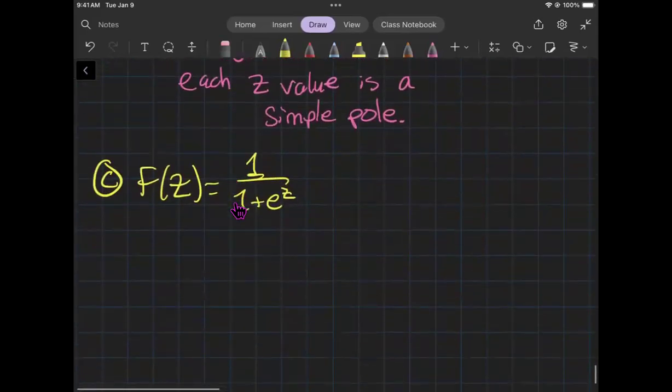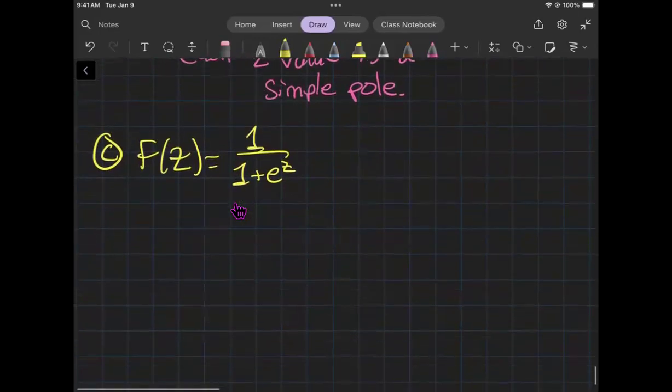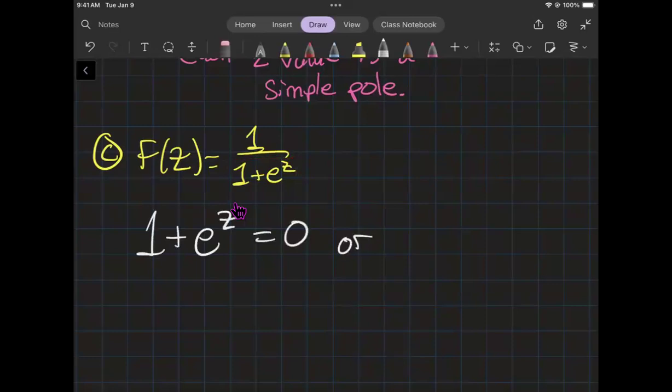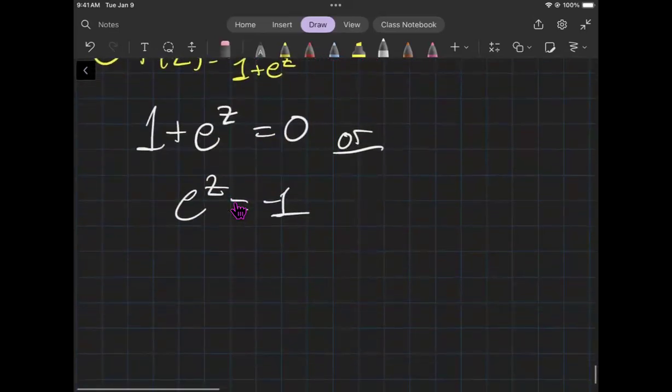And then part C, we have f of z equals 1 over 1 plus e to the z. We want to look at the poles for f of z, so basically looking at where the denominator is 0. Okay. So what that means is 1 plus e to the z has to be 0, or what that means is e to the z is equal to -1. Okay. So e to the x, e to the iy has to equal -1.